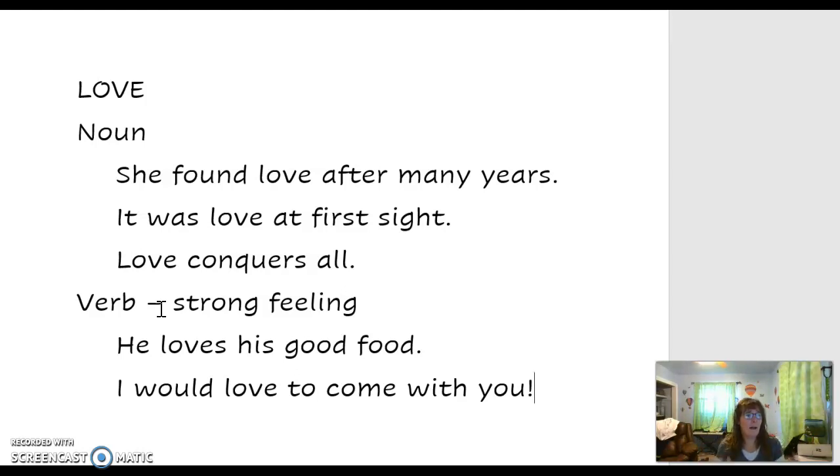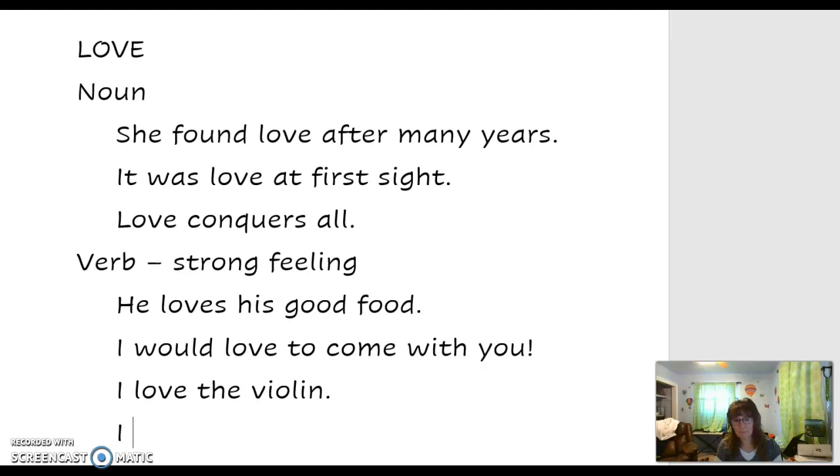I love this thing. This is the kind of love that exists between people, between mother, father, parents, grandparents, sisters, siblings, and also things in life. I love the violin. Just love it. I guess I could also put on there, I love ice cream. Things that you feel strongly about. It is an emotional connection.